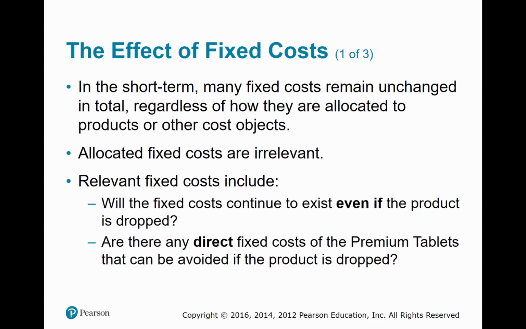So fixed costs remain unchanged. Sometimes over the long term, like when we get rid of that piece of equipment or something and all the maintenance on it or whatever, but allocated fixed costs are irrelevant because they're allocated. You can't really say that those are a part of that segment. They're just allocated to that segment. They're still going to be there whether or not you get rid of it. Relevant fixed costs include things that will go away if we get rid of the product segment.